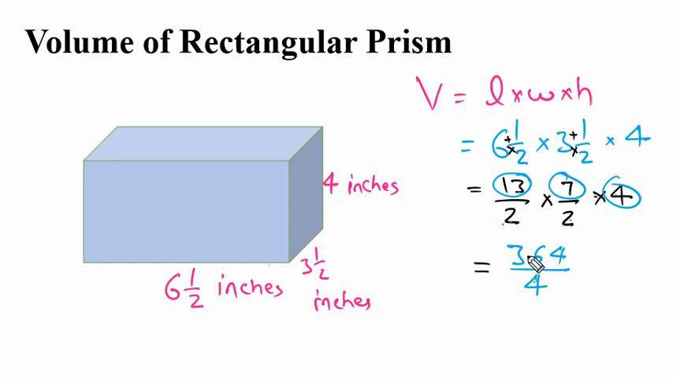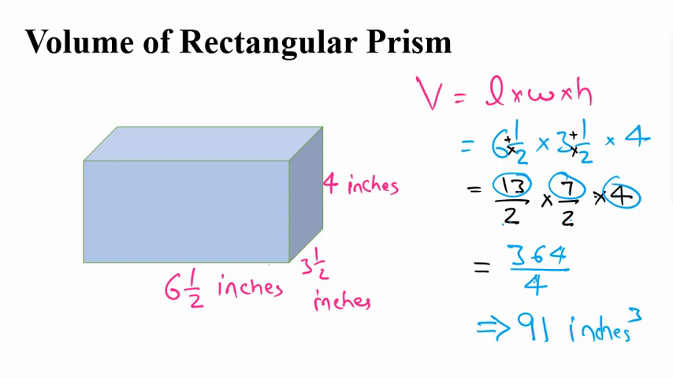So 364 divided by 4 will give you 91, and the unit is inches cubed.